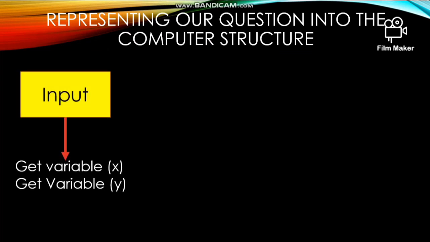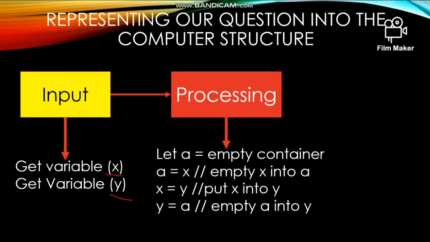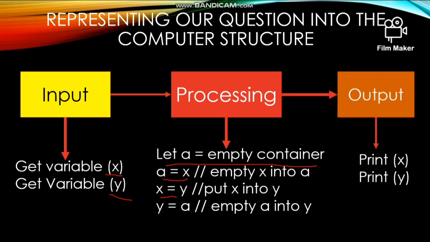So in this case, our input here will be the two variables, x and y, the two containers. So we have two containers, container x, container y, variable x, variable y. So the system has to get this container from input devices or from wherever source it is picking it from. The next stage is the processing. So to process, we need an empty container, as we have already illustrated with the paint. So with the empty container, what we do is to put the value of x into the empty container, and now put the value of y into x, and now put the value of a into y. And then we print out x and y.